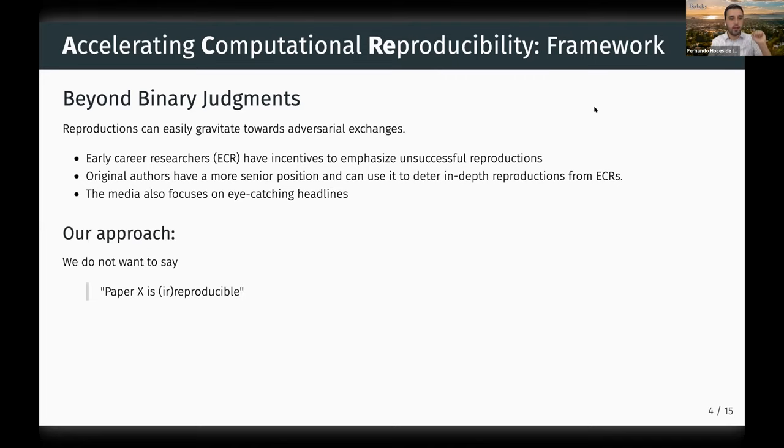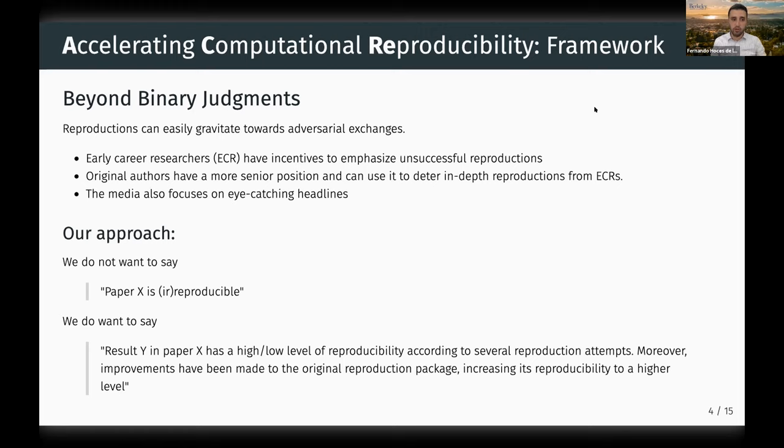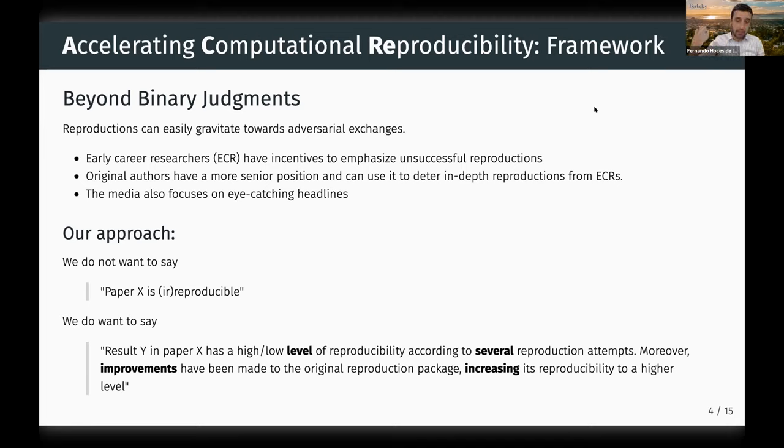We do not want to say paper X is reproducible or irreproducible. What we do want to say is something more nuanced along the lines of result Y in paper X has a high or low level of reproducibility based on several attempts. And moreover, we do want to say when somebody improves the reproducibility of a paper. So we want to keep track of that, and we want to allow people to get credit when they do that.